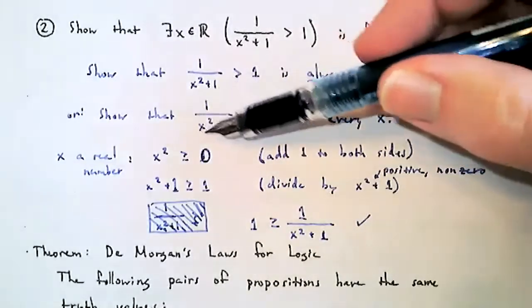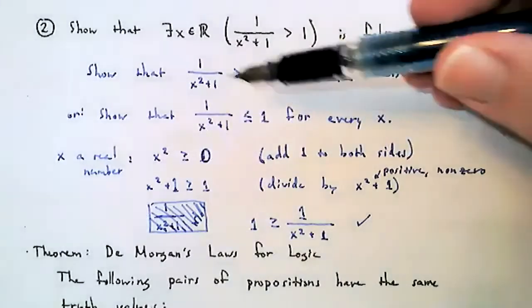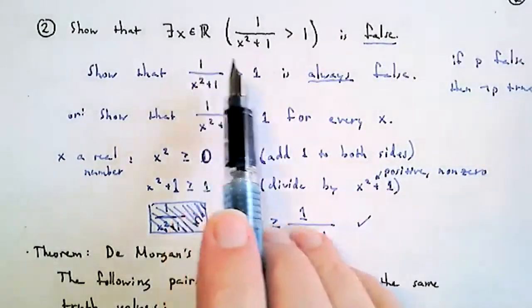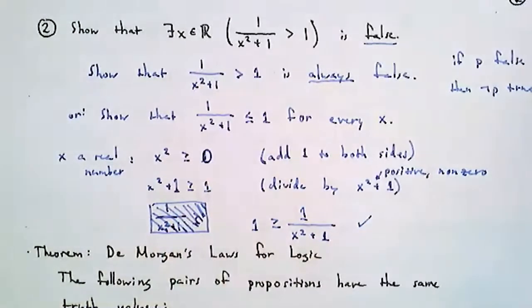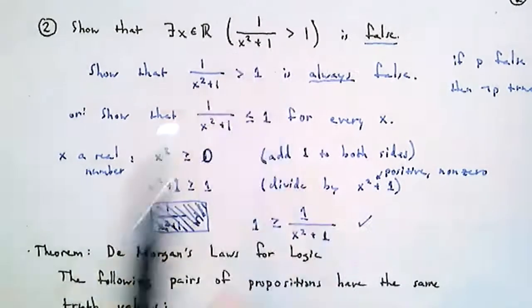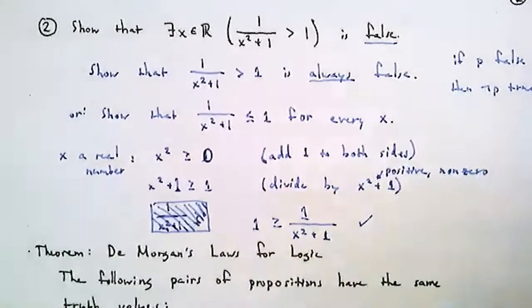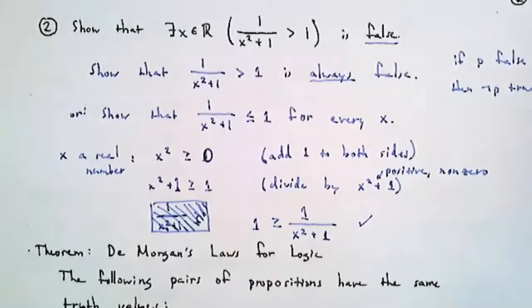We were trying to show that this is always true. We've done that in order to show that this is always false, or that this existentially quantified statement is false. Okay, so any questions?